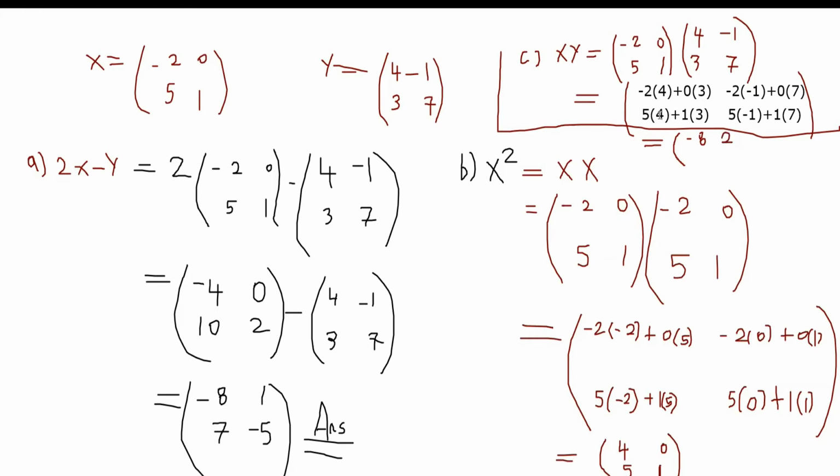This is then 20 plus 3, that's 23. And then this right here is 7 minus 5, which is 2. That's the matrix x times y. So that's how you do this question right here. Not very difficult, very easy. All right, nice. That takes care of question 1. Nice.